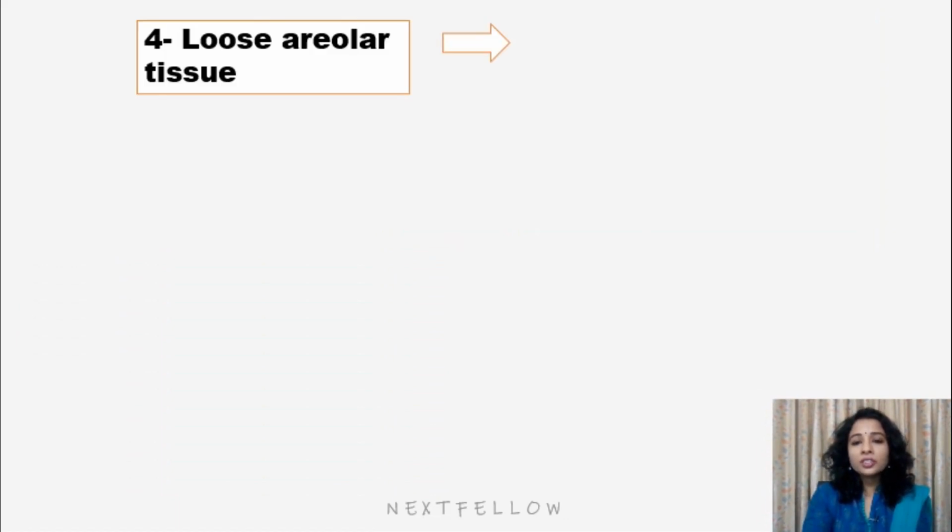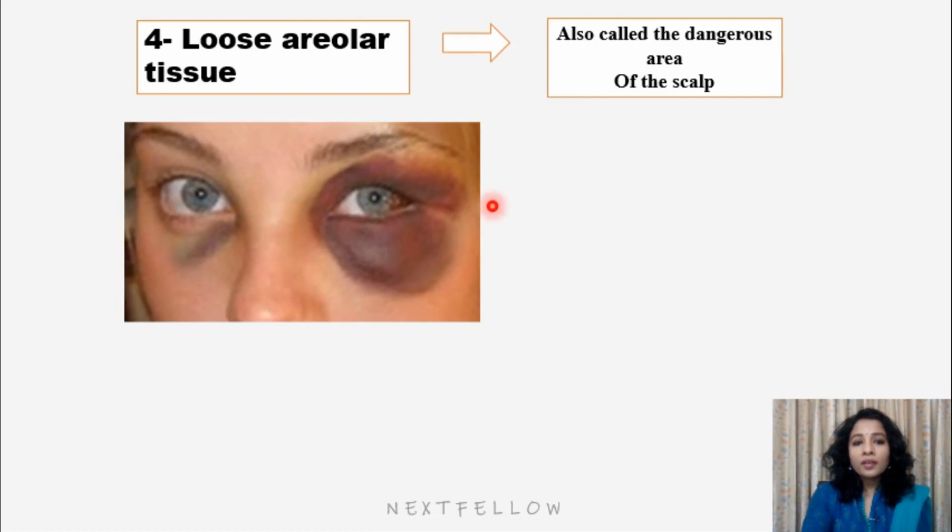So loose areolar tissue is the dangerous layer of the scalp, and as the frontalis is not having any bony attachment, if there is any blood collection deep in the loose areolar tissue, it gravitates around the eyes, causing discoloration around the eye, which is called a black eye. The discoloration of the eye is not only because of hematoma or blood collection in the loose areolar tissue. It can sometimes be due to a direct blow or punch over the eye, or it can be due to fractures of the base of the skull, which result in raccoon eyes.